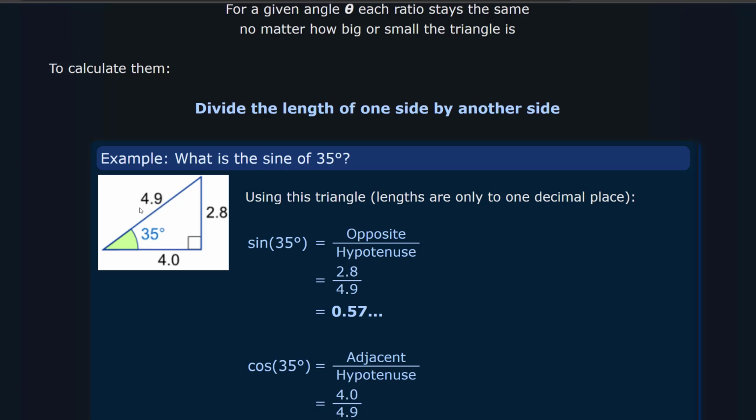like double the size of each side. For example, 9.8 here for the hypotenuse, and twice its opposite side is 5.6, and here 8.